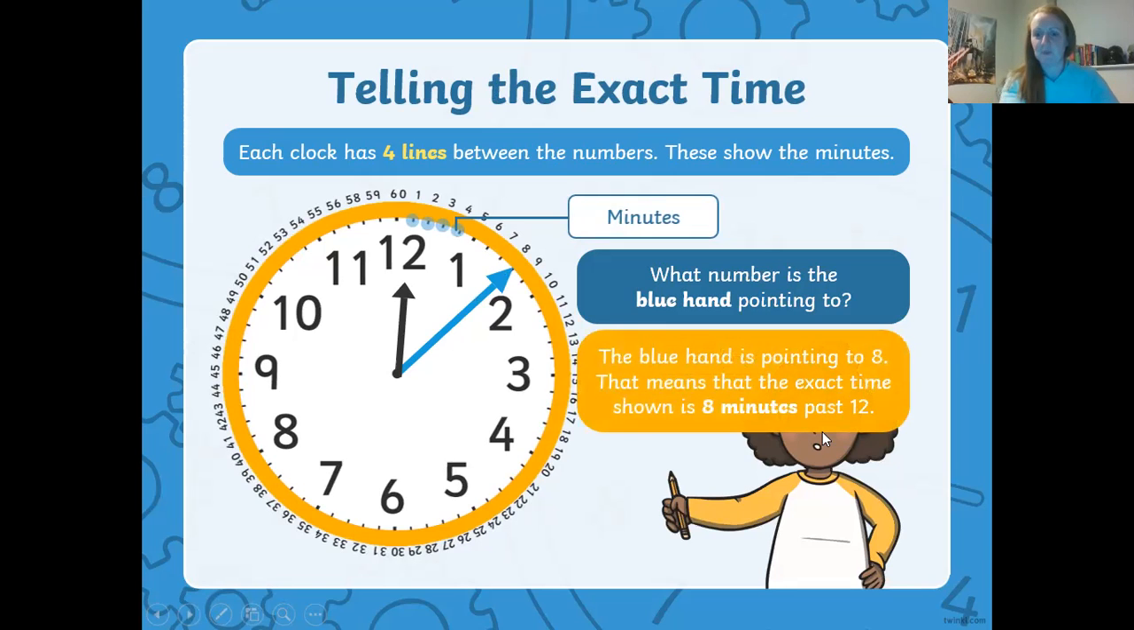Here we go. The blue hand is pointing to 8. That means that the exact time shown is 8 minutes past 12. Now, if I was going to write this on a digital clock, because I know that you looked at the digital times on your assessment, I would write this as 12, because the hour goes first, 12, and not just 8, I would put in 08. 12:08, 8 minutes past 12.